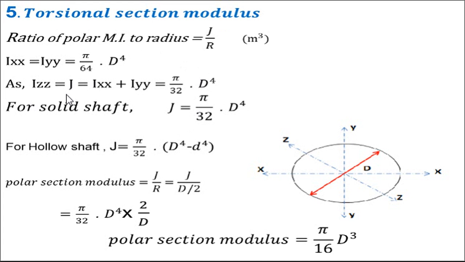The moment of inertia about the ZZ axis is nothing but the polar moment of inertia, and that IZZ can be determined by taking the summation of the xx and yy moments of inertia. Putting Ixx plus Iyy, we get the relation pi by 32 into d raised to 4. This is the relation we require for the polar moment of inertia about the ZZ axis. So our polar moment of inertia comes from the moment of inertia about both of these axes.